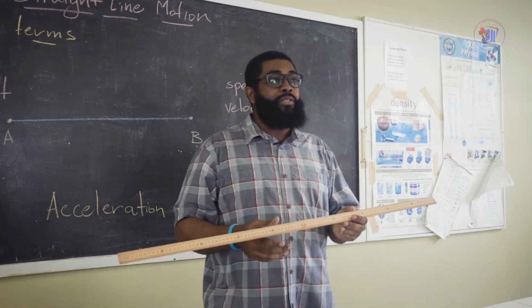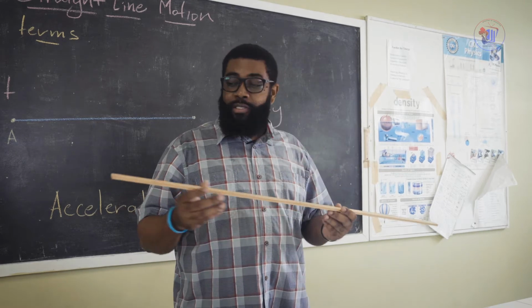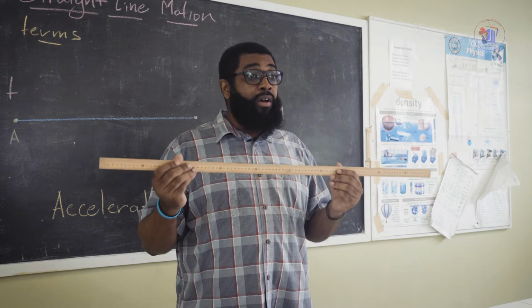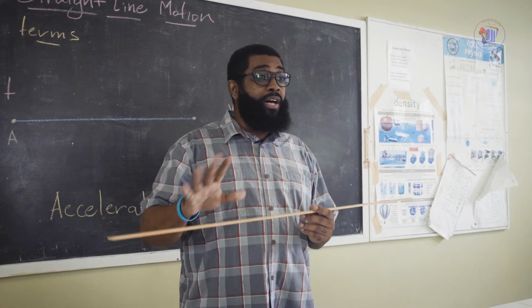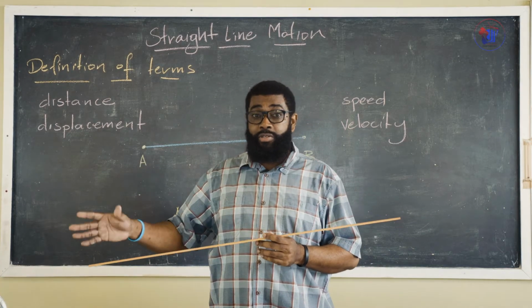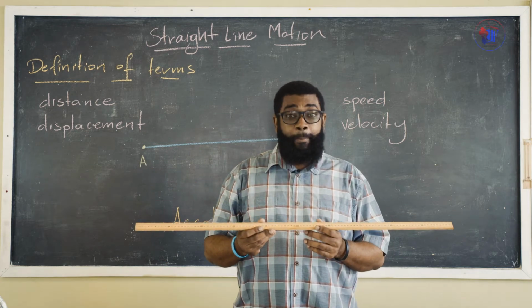Straight line motion is motion along a straight line. It's one path. It's basically like moving from this end of the ruler to this end of the ruler. You're traveling along this ruler on a straight line and you're not traveling on any other path. So that's it. Only motion along a straight line. No other paths allowed, no other paths permitted.